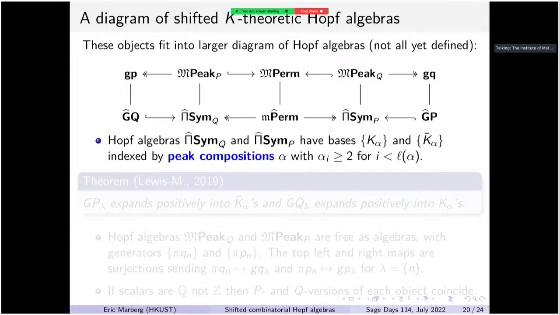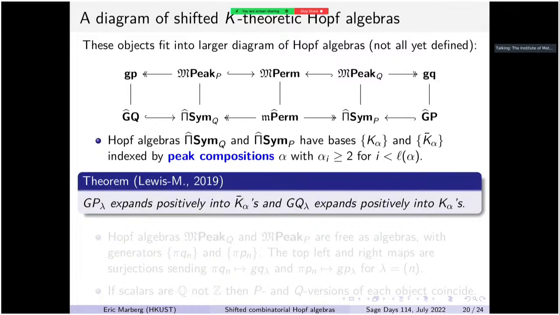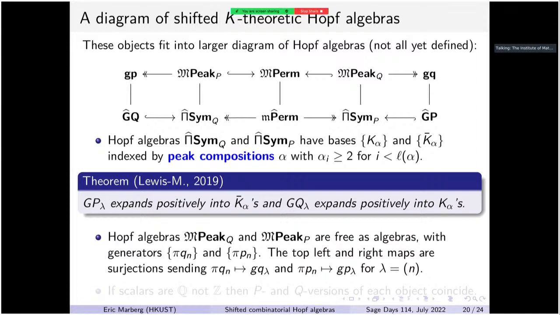So I haven't said what these guys are. These peak quasi-symmetric functions are going to have certain bases, K alpha and K bar alpha. And they're going to be indexed by peak compositions, which means every part but the last is at least 2. And then, I'll tell you what these are in the next slide, but then you can show that these GPs and GQs expand positively into these two bases in an explicit way.